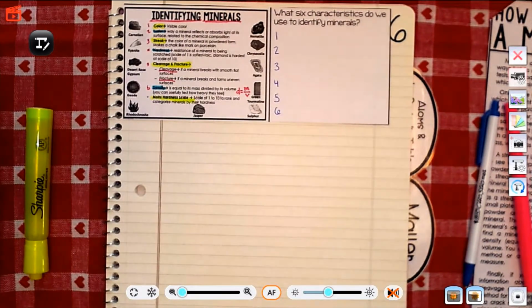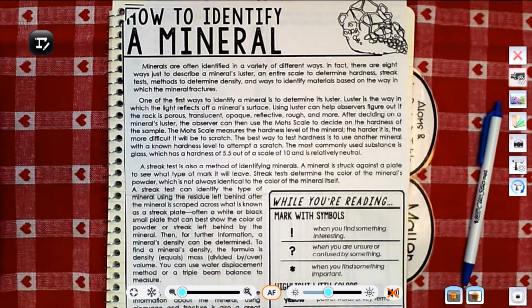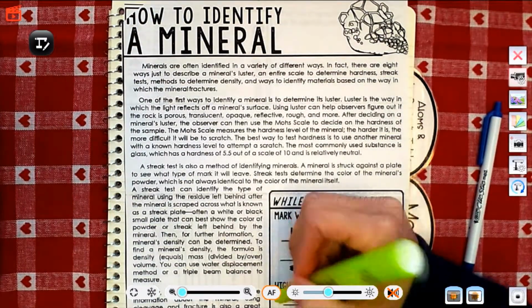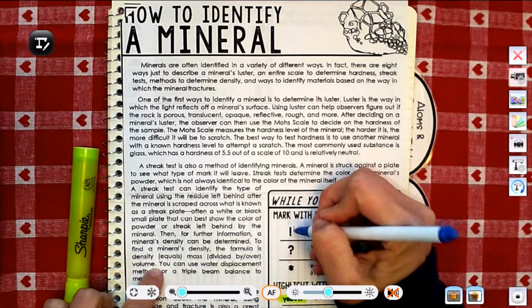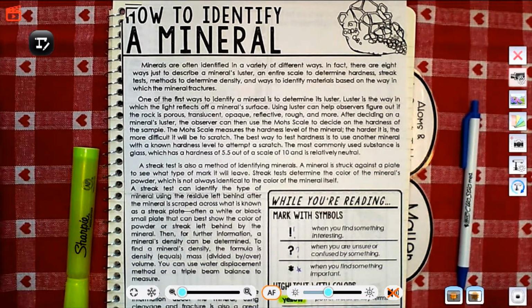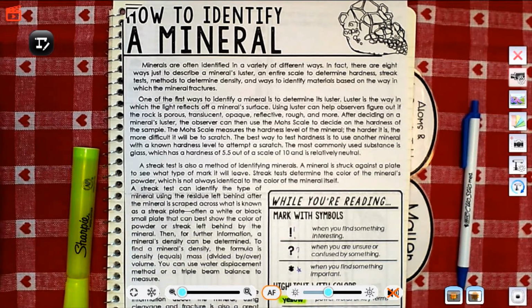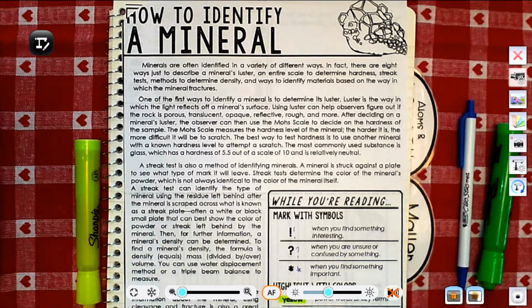And next we're going to be doing the reading, How to Identify a Mineral. So you're going to want a yellow highlighter, something to exclaim, question, and star. And you're also going to want a green highlighter. So again, our key terms are in yellow and key phrases and definitions in green.